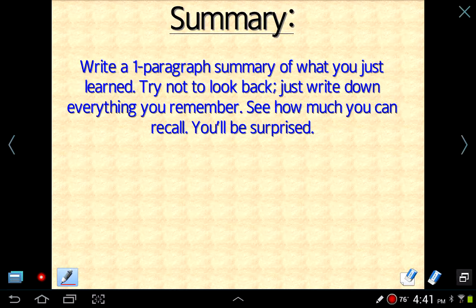Okay, at this point, write a one-paragraph summary of what you just learned. Okay, try not to look back. Just write down everything you can remember. See how much you can recall.